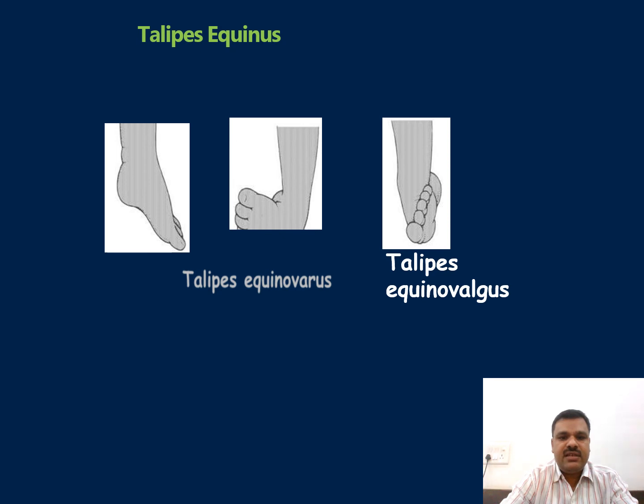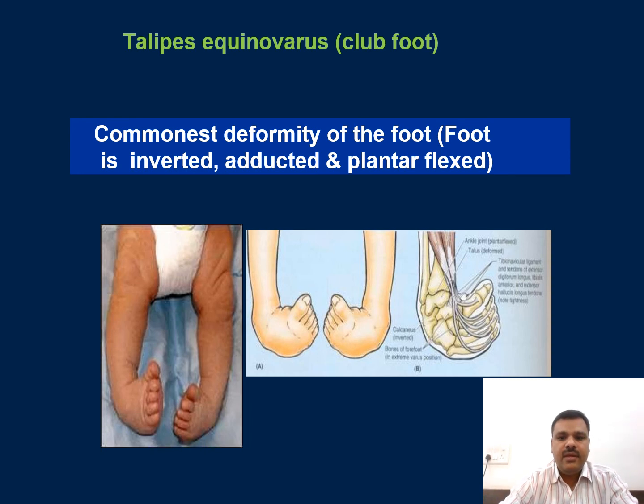Talipes equinus, in talipes equinus, we can see the foot is plantar flexed and inverted, and talipes valgus, in that the foot is plantar flexed and it is everted. And this is talipes equinovarus, that is commonly called club foot, where the foot is inverted, adducted, and plantar flexed.